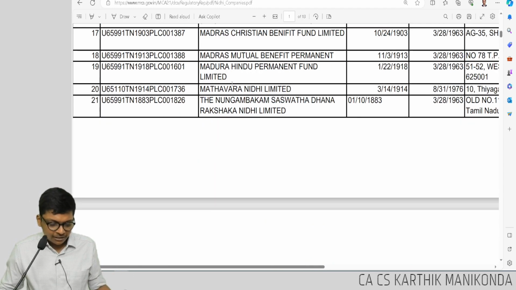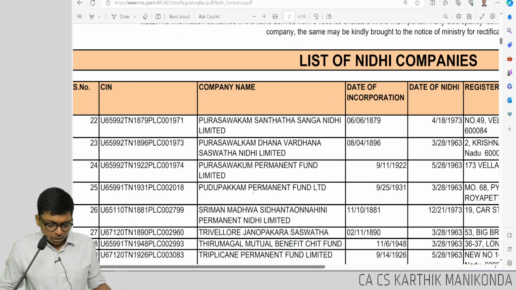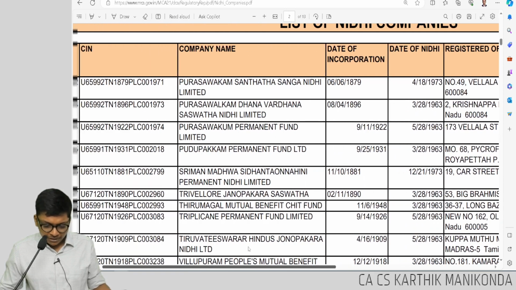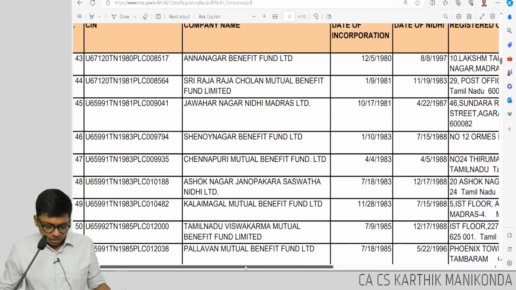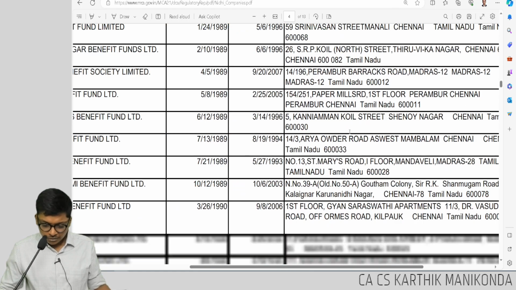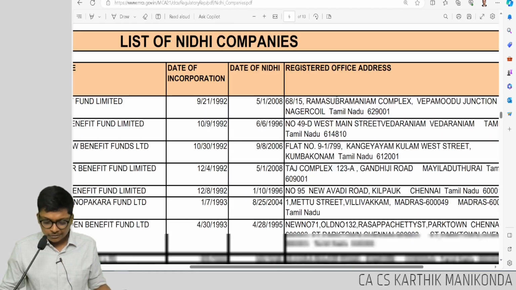You just have to keep going. Something is there in Nungambakam itself. Predominantly, there's one in Triplicane also, guys. Triplicane Permanent Fund. All these are Tamil Nadu. I'm just trying to find something from other states. Why is it not there? I think this is a predominantly South Indian thing.